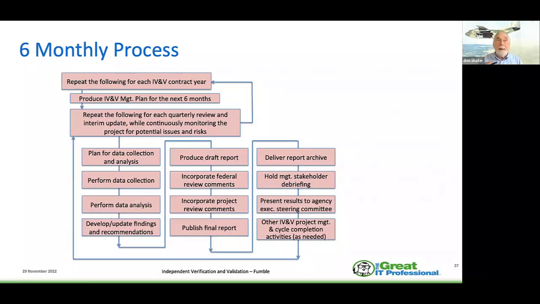So we put together a plan for data collection, performed the data collection, performed data analysis, developed and updated the findings and recommendations, and produced a draft report. We incorporated the federal review comments, because again, we were working for the feds. We were not working for the state of Texas. We put those comments in, along with project review comments, published a final report, and delivered the report. We did a management stakeholder debrief, presented the results to the executive steering committee of the agency, and presented it again to the federal agency as needed. And then we went through this loop. So we had a life cycle, we had a process, we understood what we were doing. This is a model that I would strongly recommend for independent verification and validation. It's fairly critical to have a process like this in place.